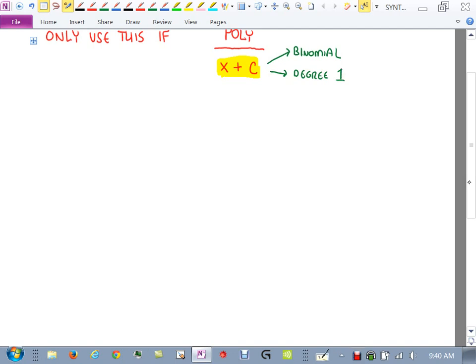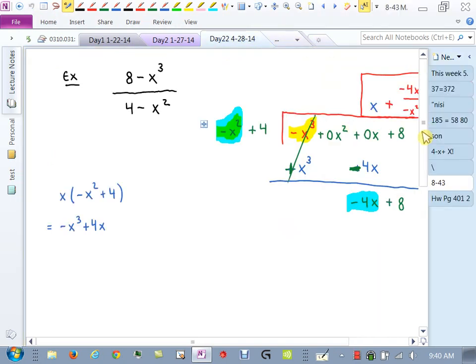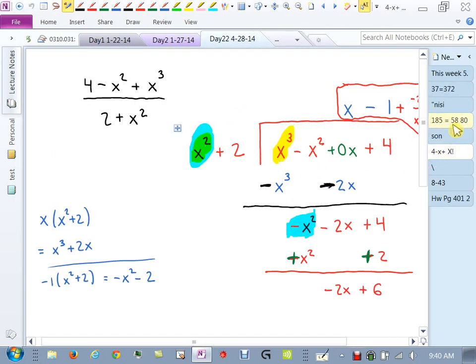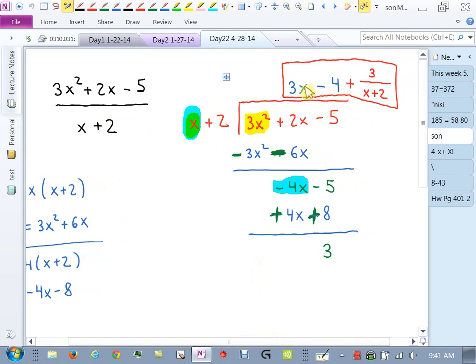Okay, so let's go with our first example. Why don't we just take that example that we did last class that had the binomial in it. This one right here. Does that one look like we could use it for synthetic division? We have a polynomial on top, we have a binomial on the bottom, and the degree of this binomial is 1. Let's keep in mind what our answer was over here: 3x minus 4 plus 3 over x plus 2. That was our answer, right?